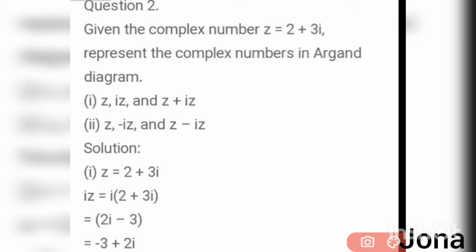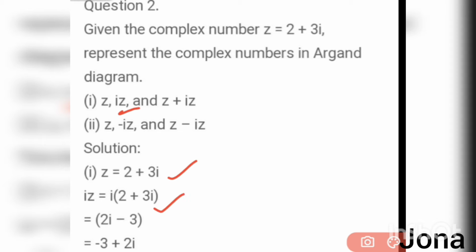Question number 2. Given the complex number z equal to 2 plus 3i, represent the complex numbers in the Argand diagram. The first one is given z, iz and z plus iz. For this we want to find the value of iz and z plus iz. Here it's already given z equal to 2 plus 3i. And then the second one, iz, we want to find here.